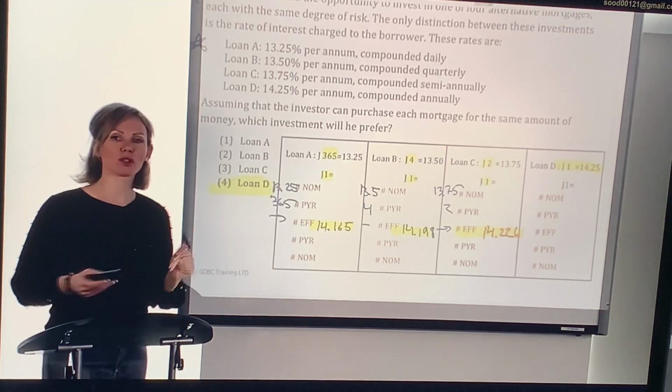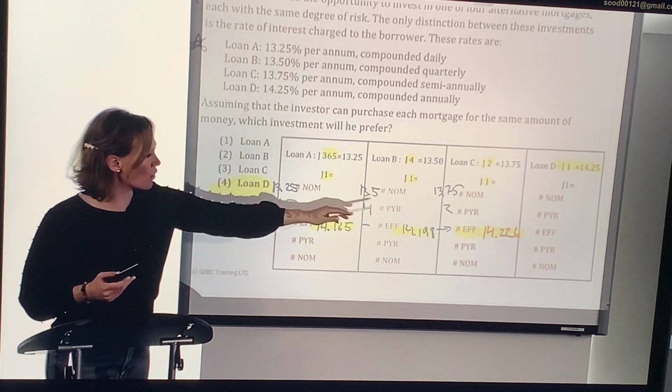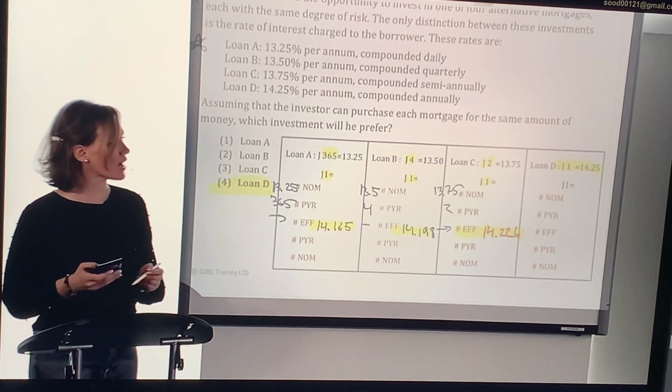But if you were the borrower, which one would you choose? If I change the question and say, if you were the borrower, which one would you choose? Then you choose the lowest one. So out of all of the 4, 14.16 is the lowest one. Then you would choose this one, okay? But as an investor, you choose the highest one.